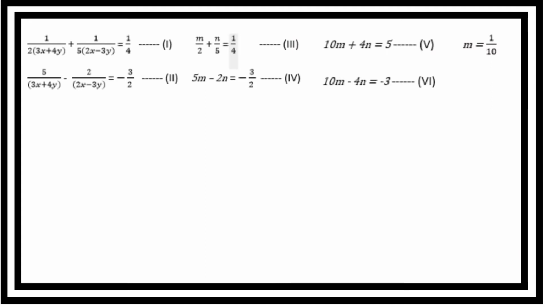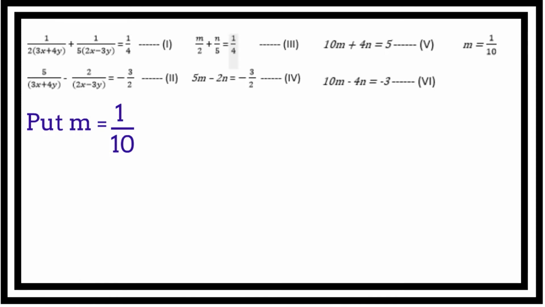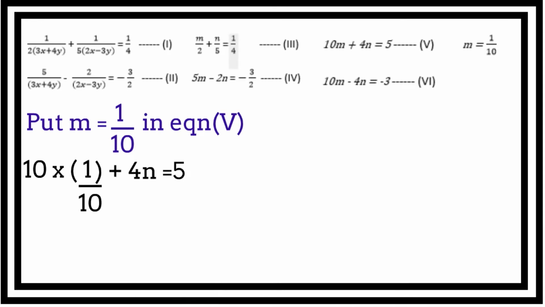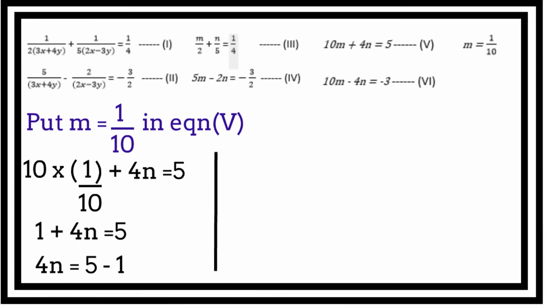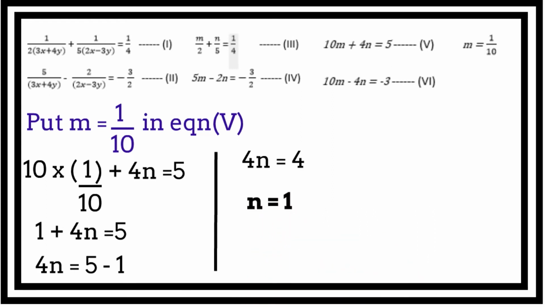To find variable n, we will put m is equal to 1 by 10 in equation number 5. So we will get 10 into 1 by 10 plus 4n is equal to 5. 10 will get cancelled, so we will get 1 plus 4n is equal to 5. 1 will shift to the right hand side, so we will get 4n is equal to 5 minus 1, that is 4. Therefore n will be equal to 1. So we have got the value of both the variables m and n.